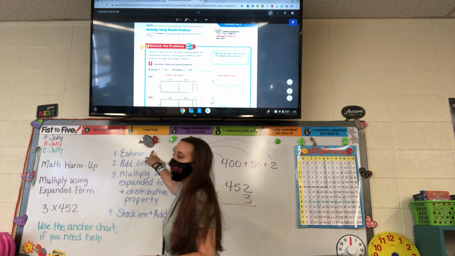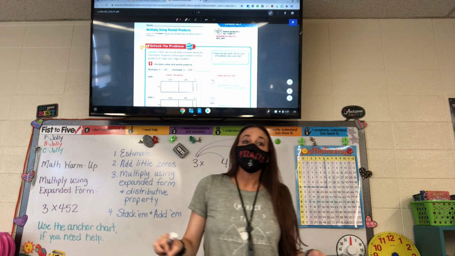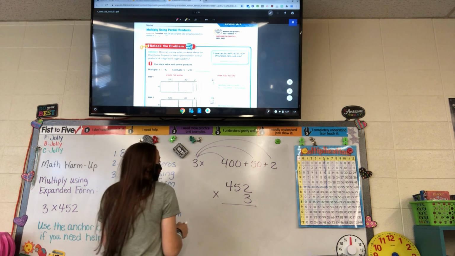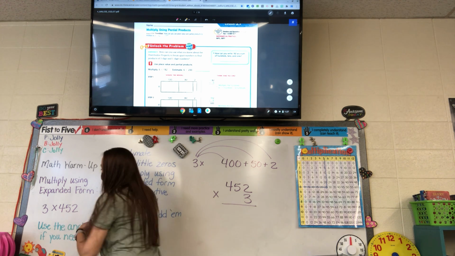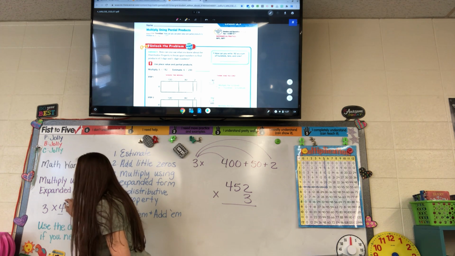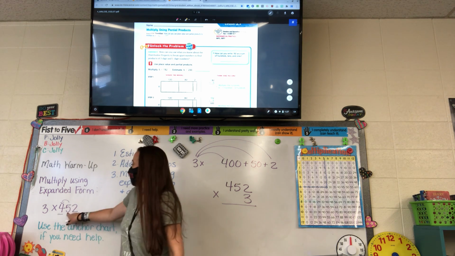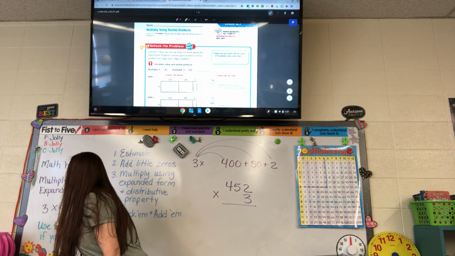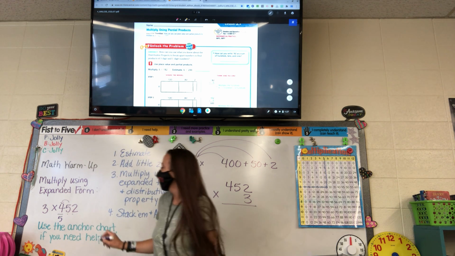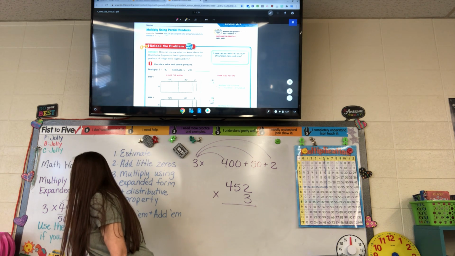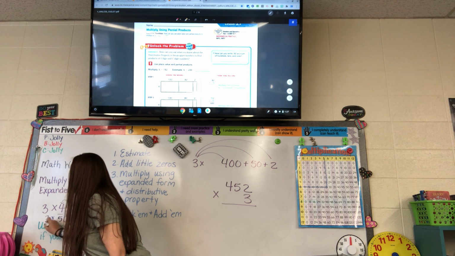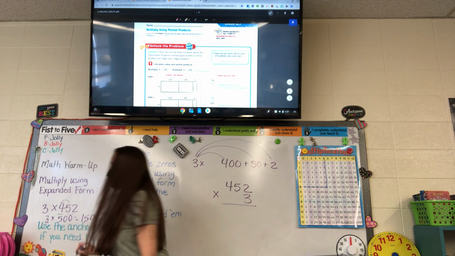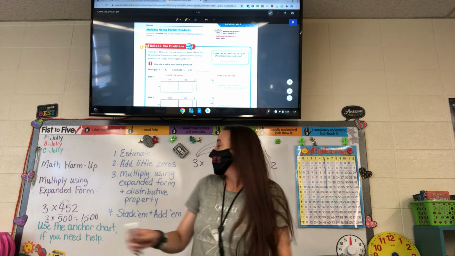Step 1, we're going to estimate. Yesterday we did not estimate. Today we're going to estimate. So what is 452 rounded to the nearest 100? 5 tells the 4 to go up to a 5. What happens to the 5 and the 2? And then we multiply using our basic facts. 3 times 5 is 15 with 2 zeros behind it, right? So that's the first step.